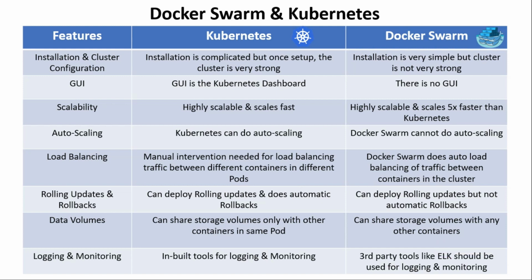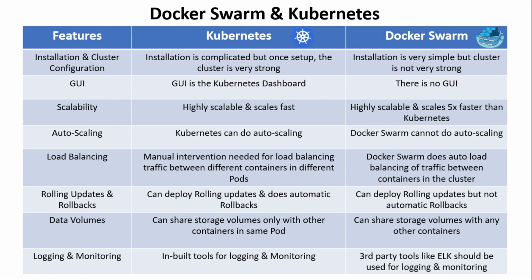Logging and monitoring: Kubernetes has an inbuilt tool that you can set up for logging and monitoring. But Docker Swarm does not have an inbuilt tool. You will have to use a third-party tool, such as ELK, for logging and monitoring with Docker Swarm. So these are the main differences between Docker Swarm and Kubernetes.